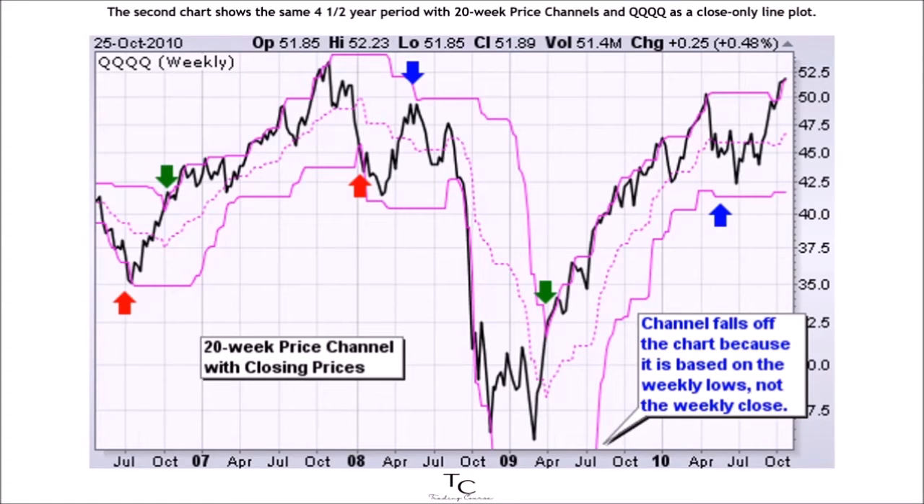The chart on the screen shows the same 4.5-year period with 20-week price channels and QQQQ as a close-only line plot. This eliminates the intra-week highs and lows. Notice that QQQQ did not close above the upper channel line in May 2008 or below the lower channel line in May 2010. Look at the blue arrows. Using a close-only price chart reduces volatility and signals.